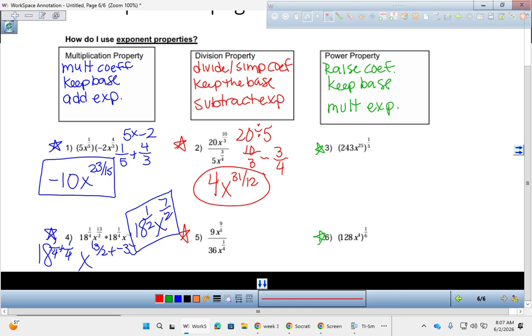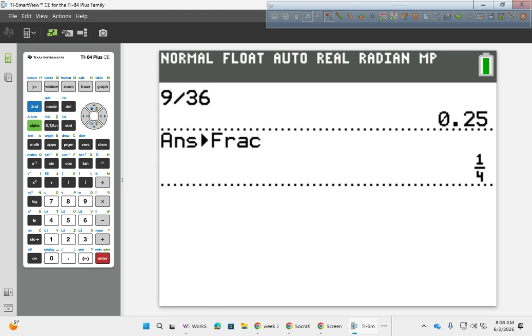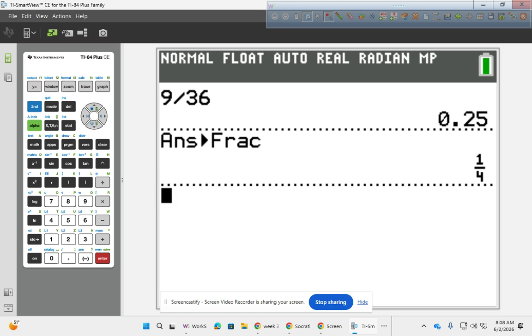Now what's different about number 5 is when I go to do the division of 9 divided by 36, it doesn't work out nicely. Because you got to do the top number divided by the bottom number. So that's where the divide / simplify comes in. If this isn't a nice number, you're going to math enter it. So I get 1/4. I'm going to keep the base. Now what's bigger? 9/5 or 1/4? 9/5 is bigger than 1, right? So I'm going to keep the x up here, and I'm going to do 9/5 minus 1/4. I'm subtracting the exponents.